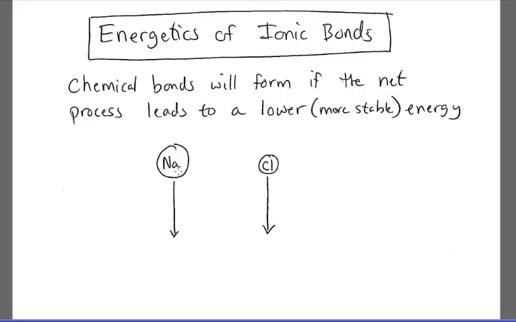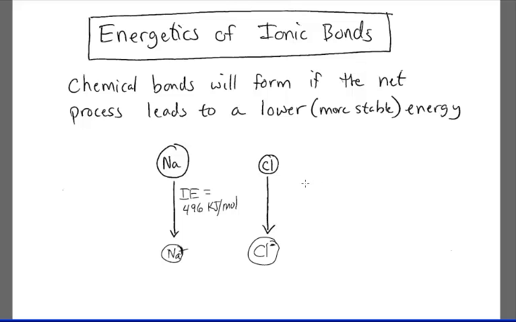A sodium atom has some size, and chlorine has some size, which is smaller because it's in the same period as sodium, but further to the right. If we want to form sodium chloride, we first need a sodium ion, Na+, which is smaller than sodium, and we need to form a chloride ion, which is larger than chlorine. The energetics of turning sodium into Na+ is known as the ionization energy, and for sodium, that is 496 kilojoules per mole.